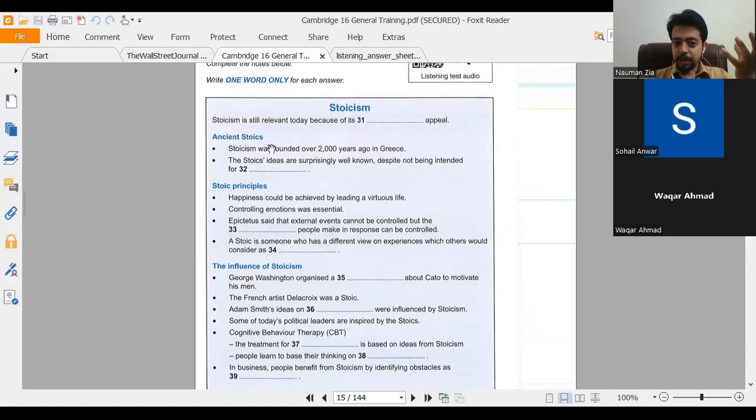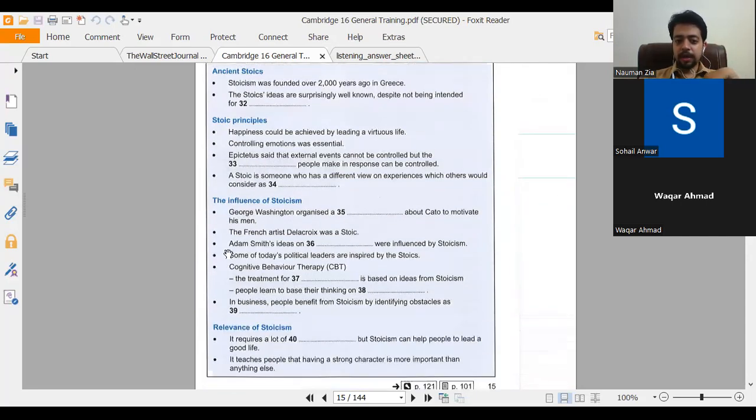Yeah, ancient, 2000 years ago, Greece. These are the words. When they will talk about these words, it means the next question would be 32. And when we come down, this is cognitive behavior therapy, CBT. When they will talk about the CBT, it means the next question would be treatment for dash, question number 37, okay, and so on.